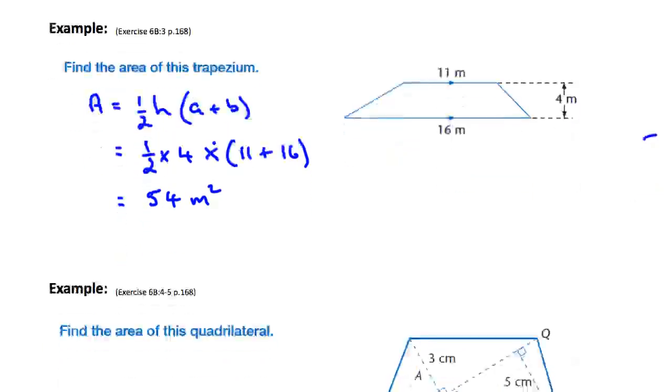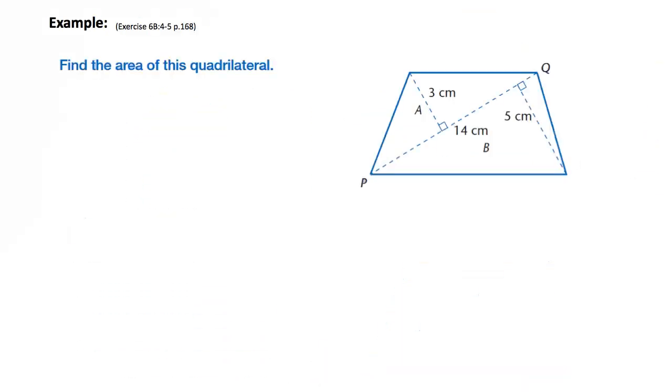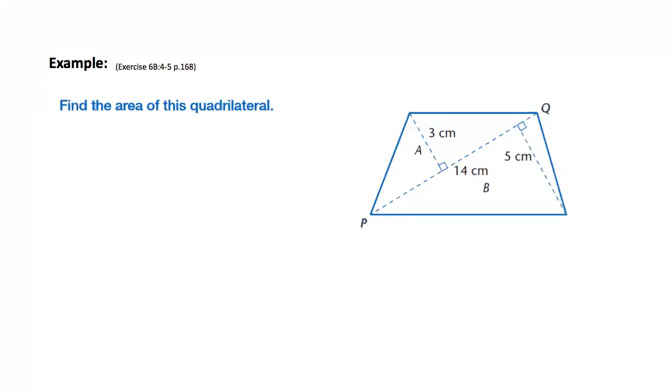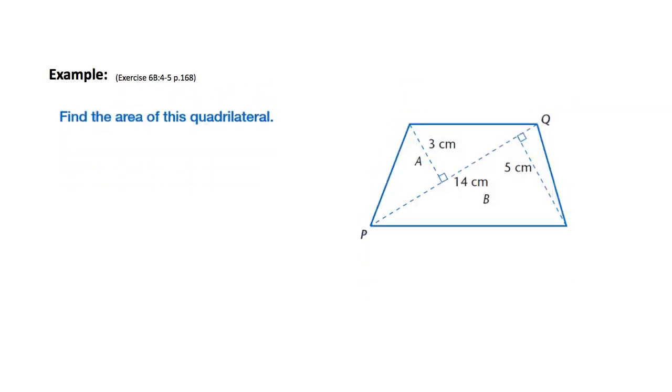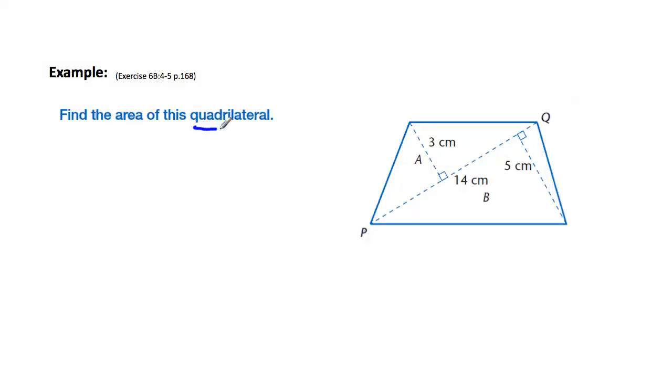Alright, let's have a look now at our quadrilateral. This is an area of a quadrilateral. Now you'll notice that a quadrilateral is just a general name for a four-sided figure. Alright, so for any four-sided figure, what do we do?